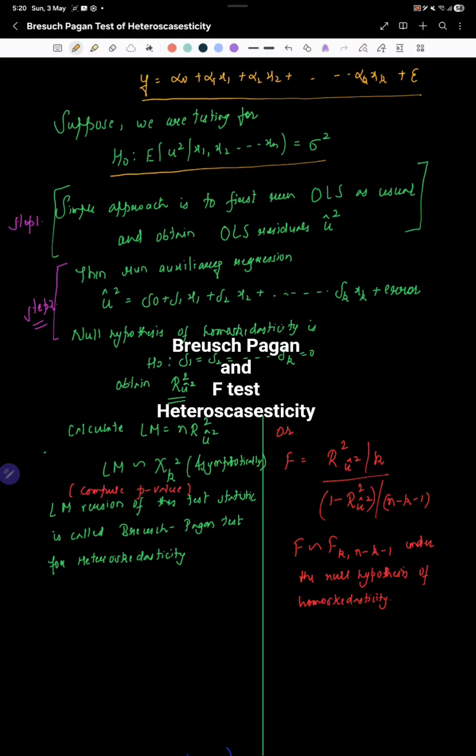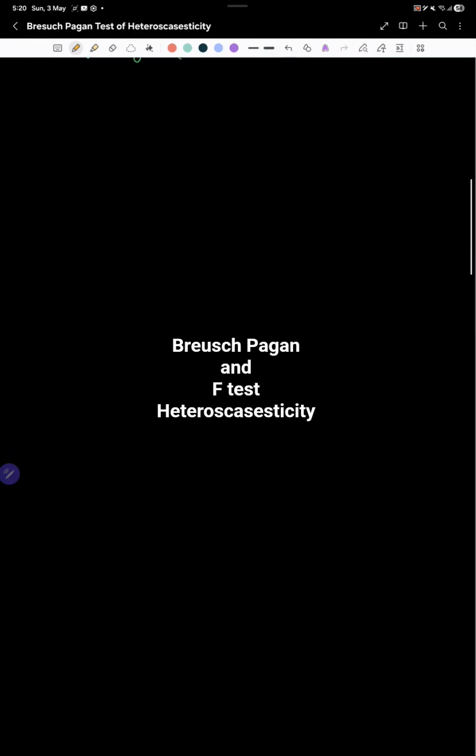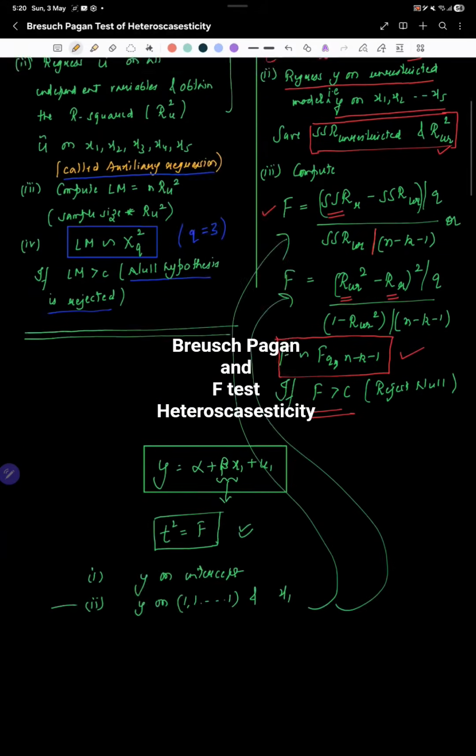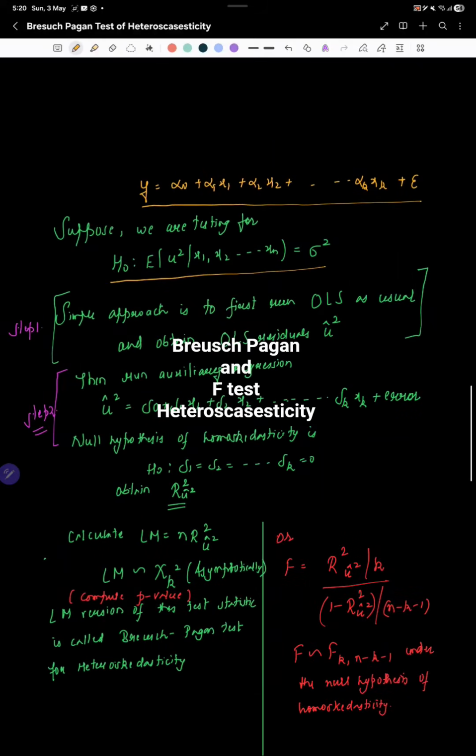In this case, we can use the Lagrange multiplier test or the F test. In one of the earlier videos, I have discussed the various steps of the Lagrange multiplier test and F test. So in this particular video, let's modify those steps to test for heteroscedasticity, or test whether the homoscedasticity assumption holds or not. In this Lagrange multiplier or F test version, the first step involves running the usual regression model as usual and obtaining the OLS residuals, u hat square.